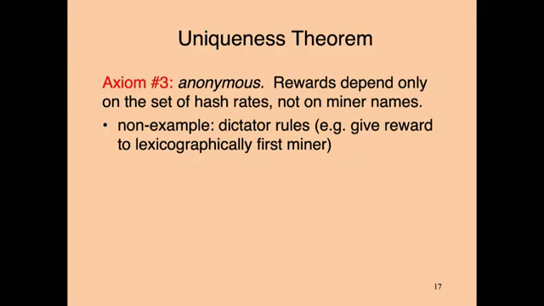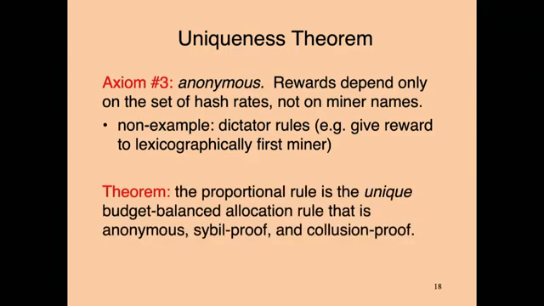All right, so we have three axioms. We have at least one rule which satisfies all three, the proportional rule. So the question then is, is there anything else? The first main result of the paper gives a negative answer to that. No, there is nothing else. The unique budget-balanced allocation rule that satisfies Sybil-proofness, collusion-proofness, and anonymity is the proportional allocation rule. If you insist on exact budget balance in those three axioms, there is nothing else you can do.